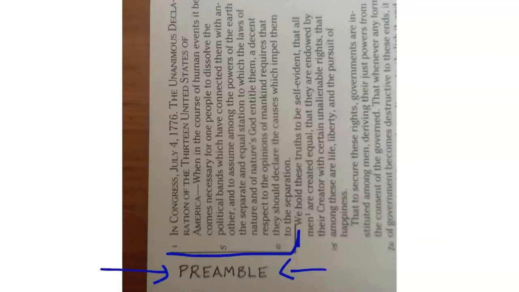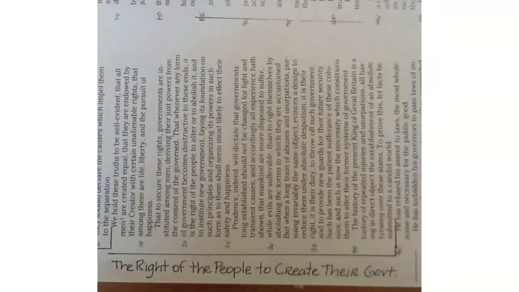Feel free to stop the video at any time just to make sure you get your writing done, because I'm just going to keep going. So the preamble is kind of like the introductory paragraph, and what you're going to get with the first opening body paragraph is called the rights of the people to create their government. And this is where Jefferson's going to discuss what the goal of a government is and how people should have the right to have the government that they choose, and if they don't like it, they have the ability to change their government.